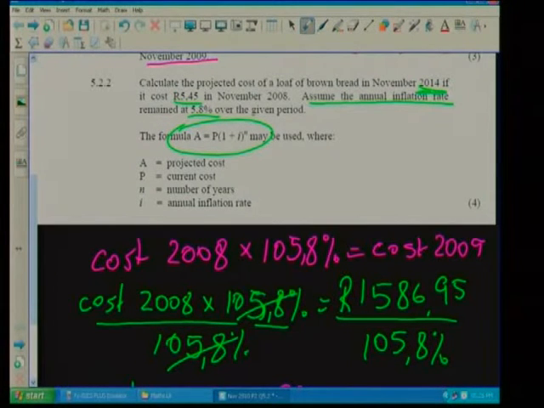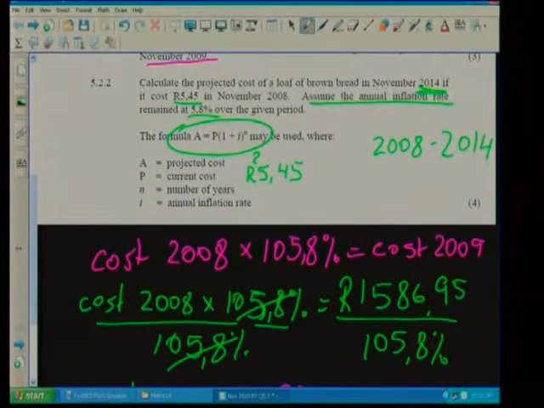Although we're dealing with strange words like annual inflation and cost price, we actually have a compound interest formula. So all we're doing is filling in our values into our compound formula. Our projected cost, that is the cost in November 2014, is what we're looking for. What is my current cost? My current cost is R5.45. How many years? I'm going from 2008 to 2014. How many years is that?